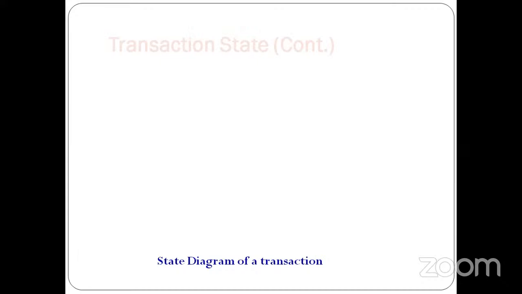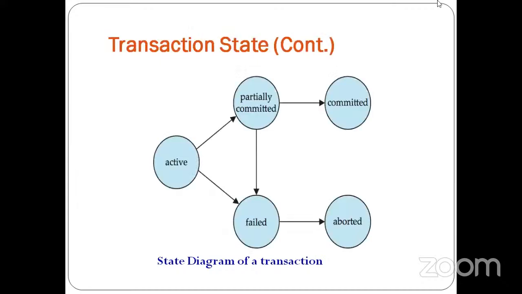So this is the state diagram of a transaction. The first state is the active state, where the transaction starts its execution. If it is partially committed, it is going to do the full transaction. Otherwise, if any system failure occurs, it goes to the failed state. Then the transaction goes to aborted. See the arrows.